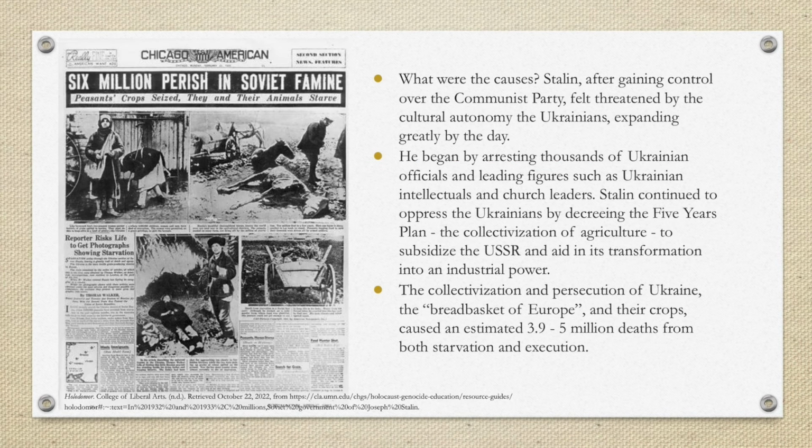Now, what were the causes? Stalin, after gaining control over the Communist Party, felt threatened by the cultural autonomy of the Ukrainians expanding greatly by the day. He began by arresting thousands of Ukrainian officials and leading figures such as Ukrainian intellectuals and church leaders. Stalin continued to oppress the Ukrainians by decreeing the 5-year plan, the collectivization of agriculture, to subsidize the USSR and aid in its transformation into an industrial power. The collectivization and persecution of Ukraine, the breadbasket of Europe, and their crops caused an estimated 3.9 to 5 million deaths from both starvation and execution.